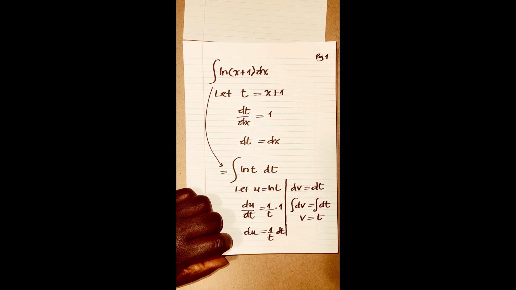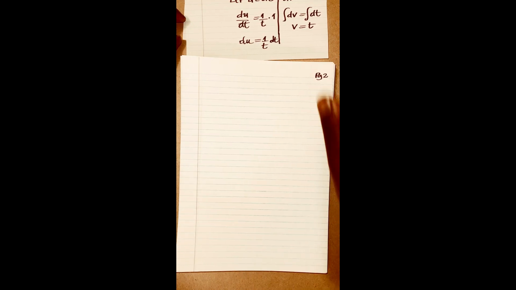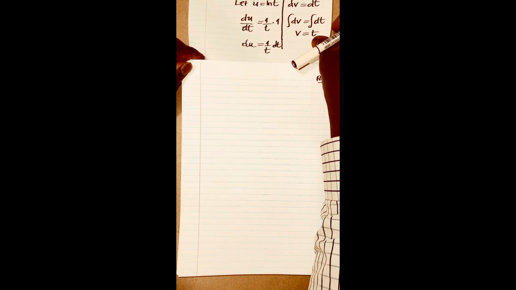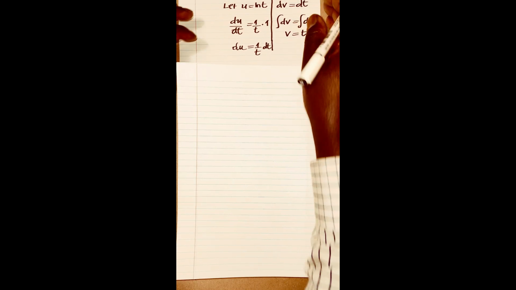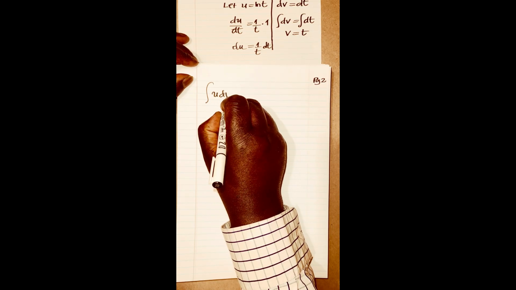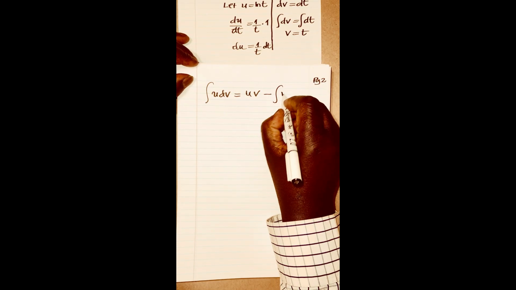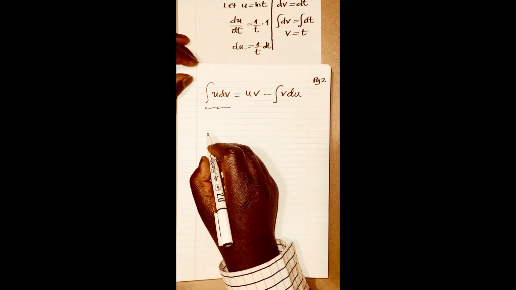Fantastic. Now we go into the formula for integration by parts, taking us to page 2. What does the formula say? Integration by parts. We put these pages together nicely. The formula for integration by parts says the following. Just to remind you, it says the integral of u dv is equal to uv minus the integral of v du.